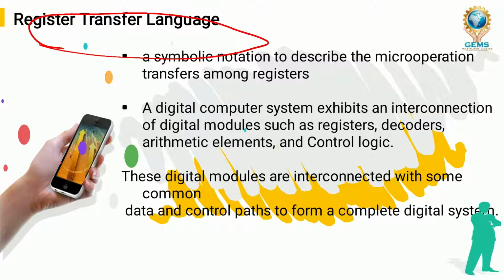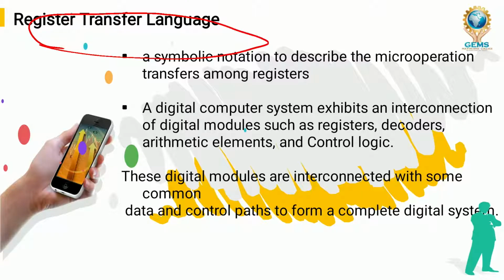And for that you are using some symbols, some notations. These notations and symbols we call a language. The language you are using for doing these micro operations is called register transfer language. What is the language? The language is nothing but the number of symbols or notations that you are using to perform micro operations on data. This kind of notations we call a language, and this language is the register transfer language.